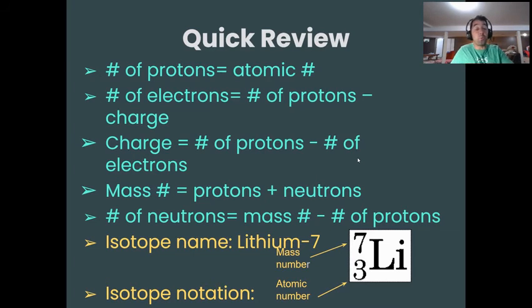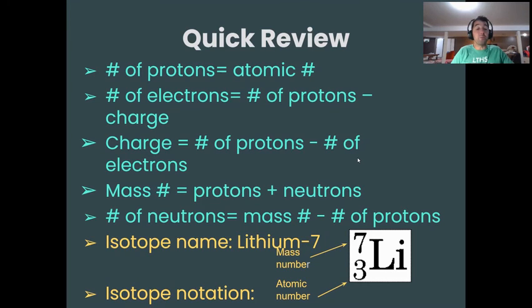To find the mass number, you take protons plus neutrons. Electrons don't play into the mass at all because electrons are way, way smaller than protons and neutrons. So they have a practical mass of 0, whereas protons and neutrons are about the same size as each other, and they each have an atomic mass of 1. So you just take protons plus neutrons, and you get the mass number.